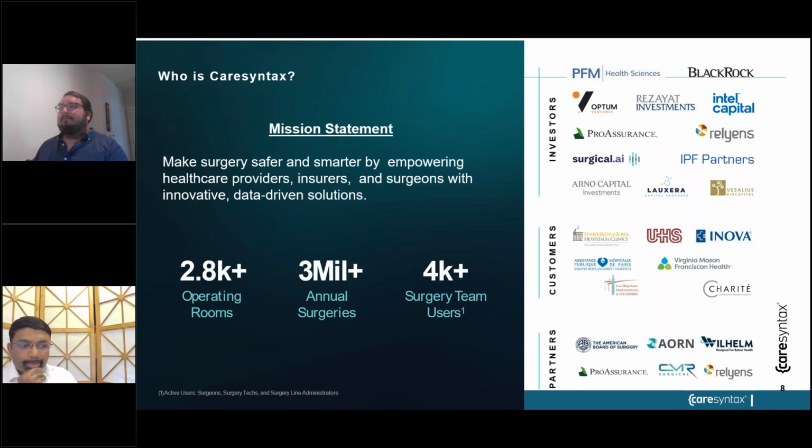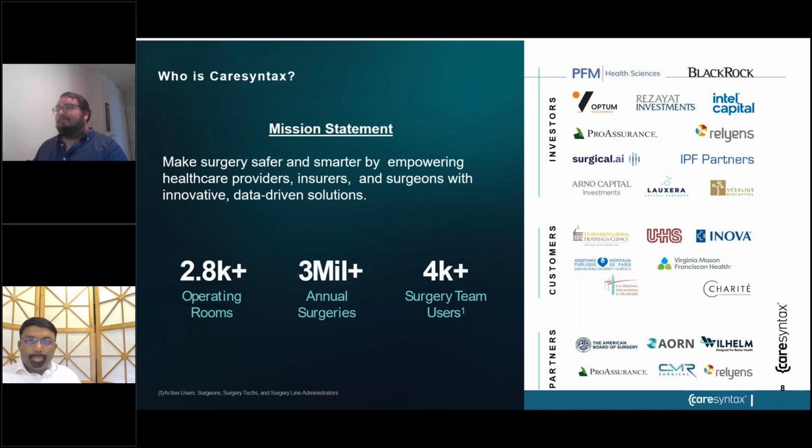We're currently being used in about 2,800 operating rooms. We touch about 3 million surgeries annually, and we have a lot of surgery team users too. Over on the right, we see some of our stakeholders here, right? Investors, customers, partners, folks like the American Board of Surgery, AORN, and people like that.